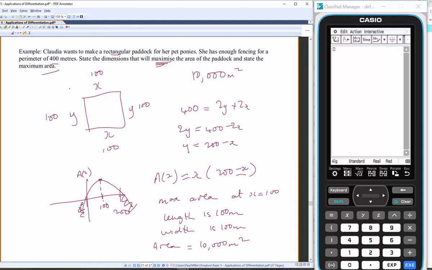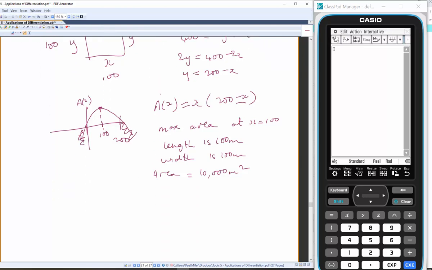So no need really for calculus yet, even though we're maximizing things. We really haven't used calculus yet. You could have differentiated A of x to get A dash x, let it equal 0. It will come up with x is equal to 100 also, because that's where the stationary point occurs, which then we'd shove back into A of x to get 10,000 as well.